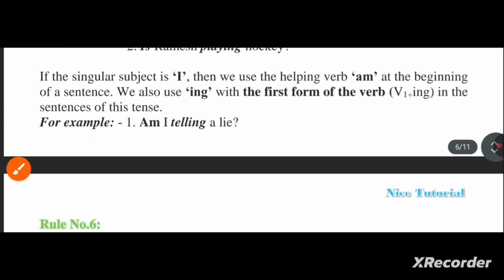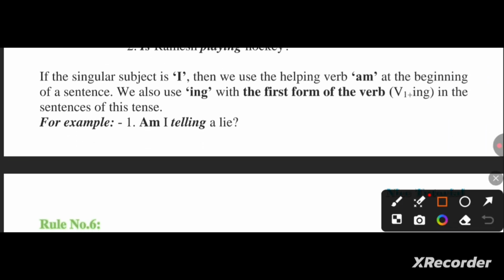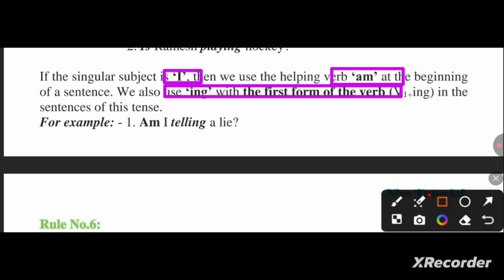Now, if the singular subject is I, then we use the helping verb am at the beginning of a sentence. Again, we have to use ing with the first form of the verb. For example, am I telling a lie?